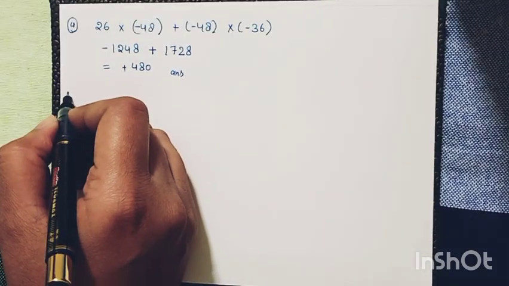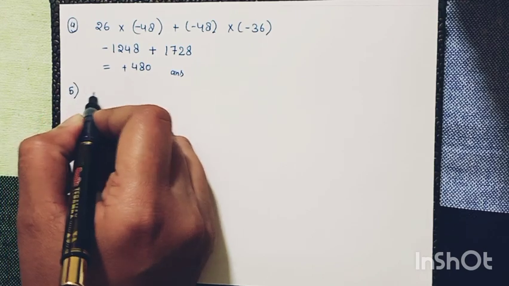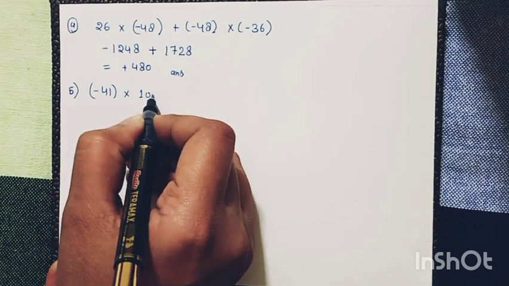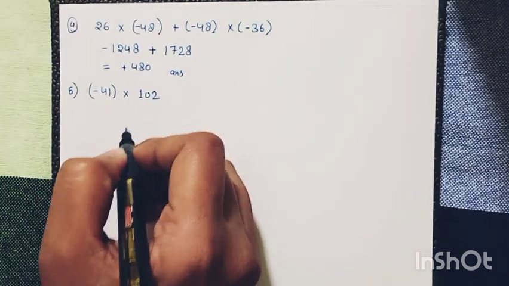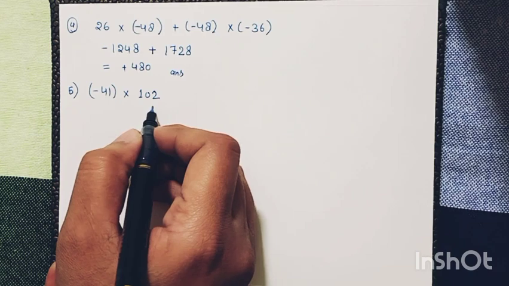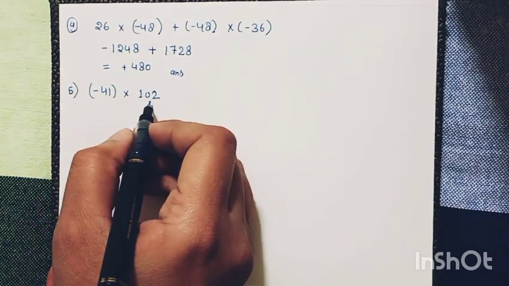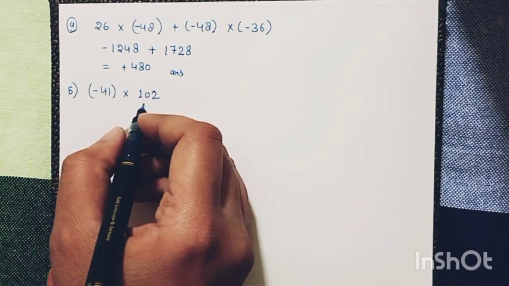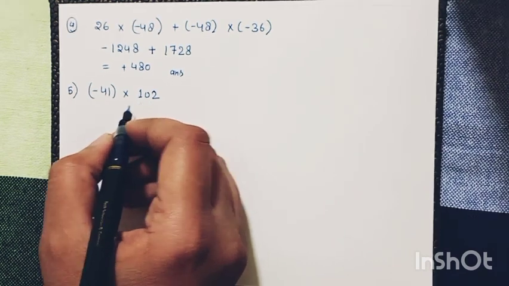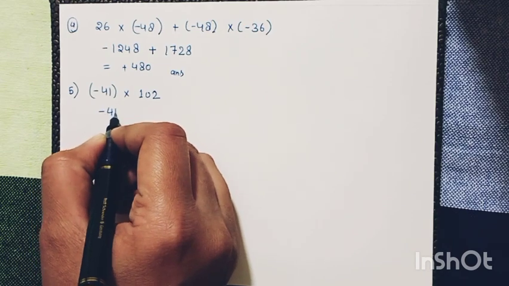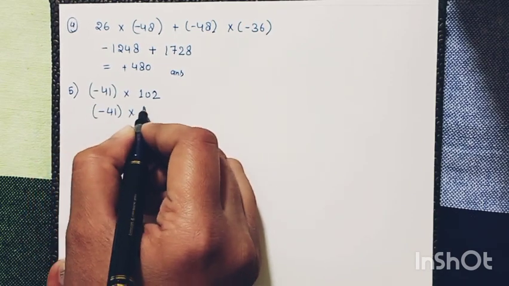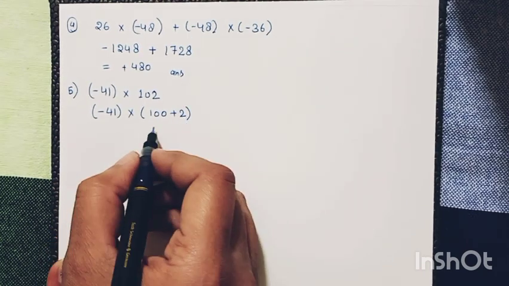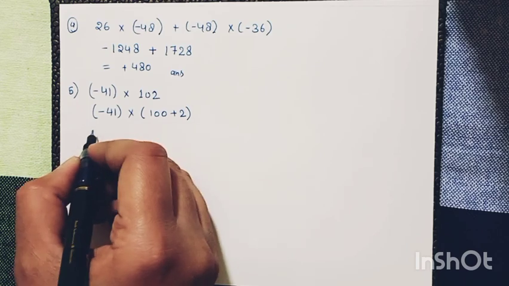After this, some more questions are there. I am writing over here: minus 41 multiplied by 102. So just check how we can solve this question. If I multiply these two numbers directly, we have a lengthy calculation. So what we can do is simply divide this 102 into two parts. It is minus 41 in one bracket multiplied by 100 plus 2. We can write simply 100 plus 2, which is 102. Now apply the distributive method.